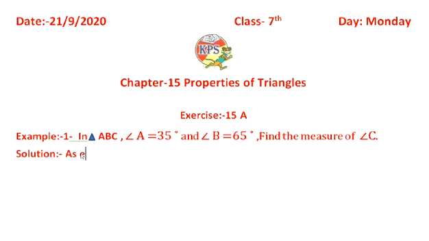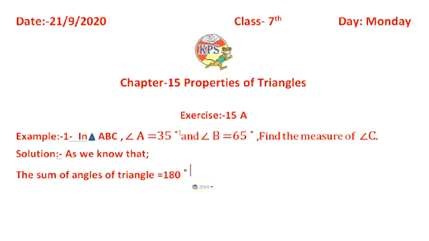As we know, the sum of angles of a triangle is 180 degrees. Okay, what is the sum of each angle? The sum of all three angles of the triangle is 180 degrees.